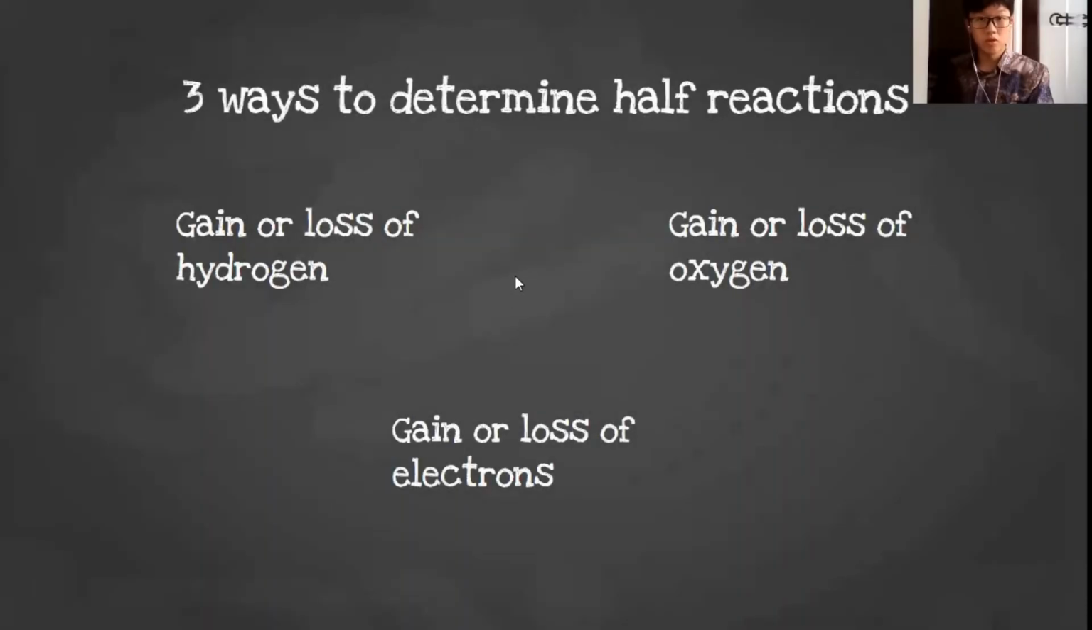Now, there are three ways to determine half reactions. First is to see the gain or loss of hydrogen. The second one is to see the gain or loss of oxygen, and the third one is to see the gain or loss of electrons.